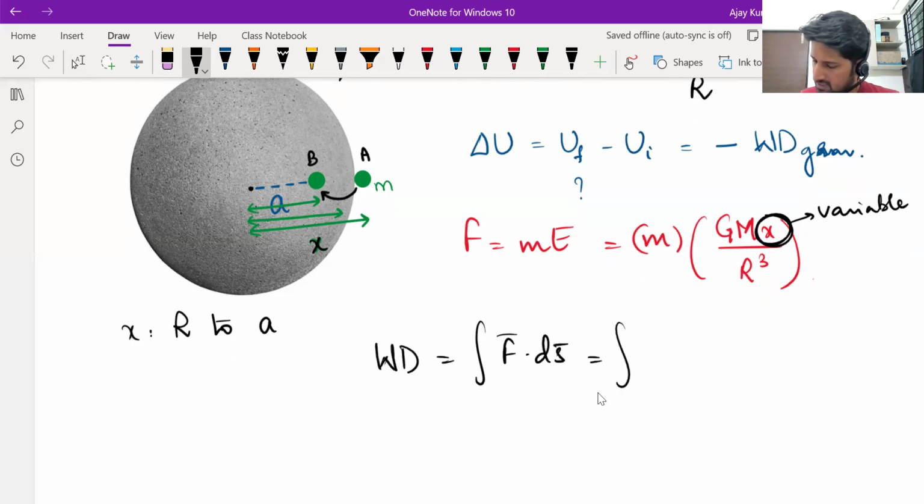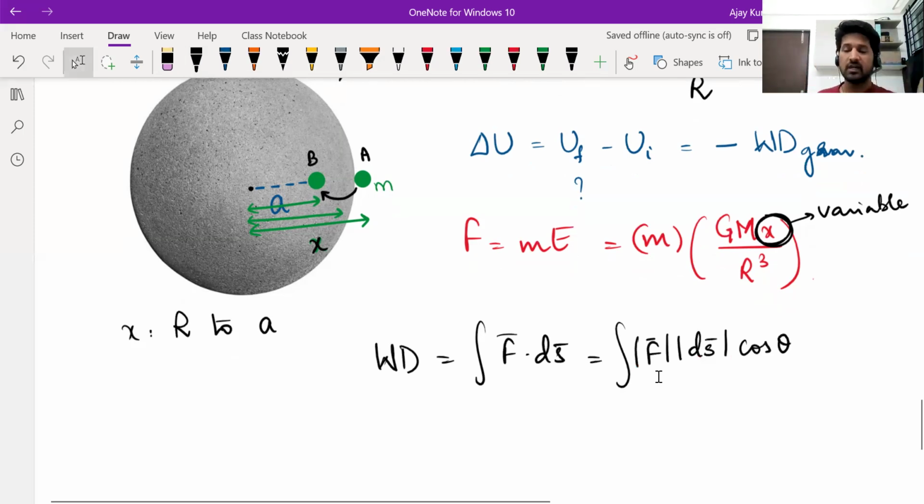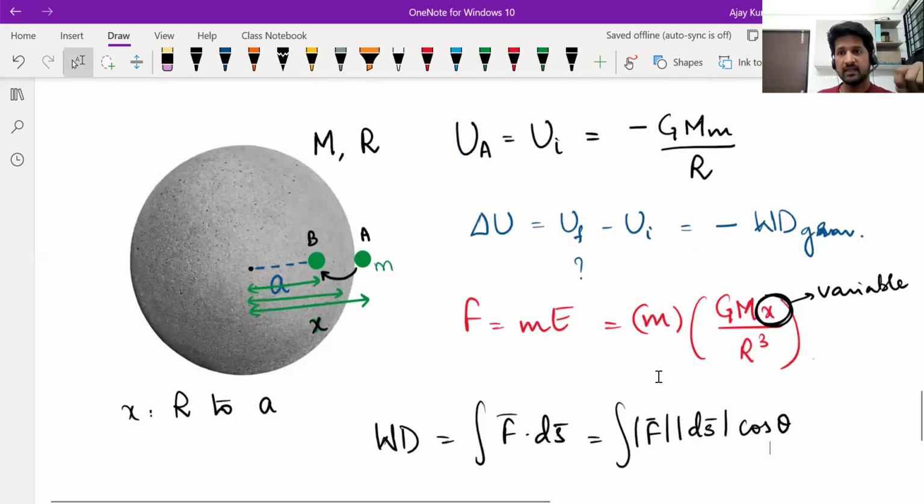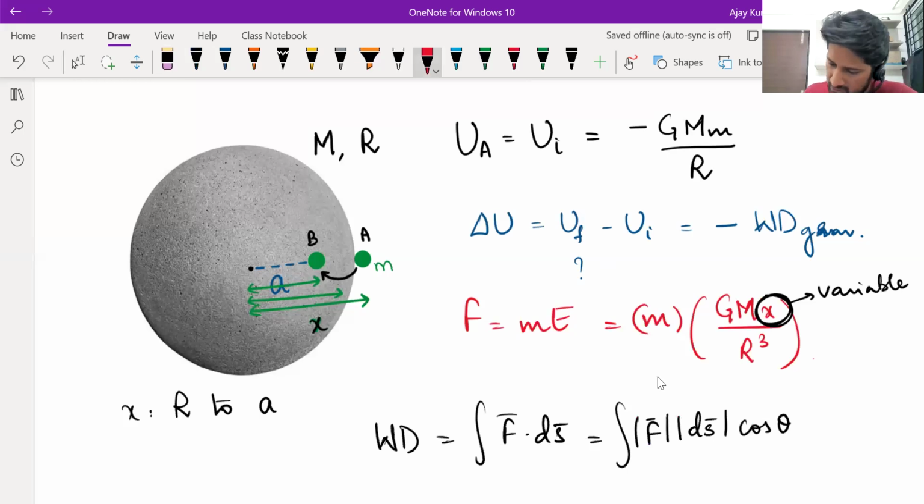Integral F dot ds becomes integral of the magnitude of the force, okay, I'll have to write it this way, times the magnitude of the displacement, times cos of the angle between them. A solid sphere always creates a field towards its center. So if you visualize the field produced by the solid sphere, it will be like this, towards the center. If the field is towards the center, the force will also be towards the center.